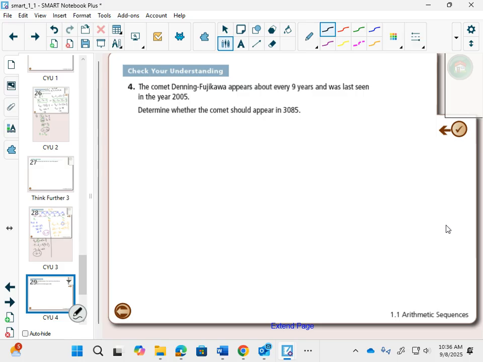Anyways, so here's a comet, and you can see it every 9 years. It was last seen in 2005. Now, you decide you don't want to wait too long to see it, and I'm also planning on living a very long time. So I put it in my schedule. I want to know if I can see it, because I've got a window of opportunity in the year 3085, and I'm wondering if I could see it during that time.